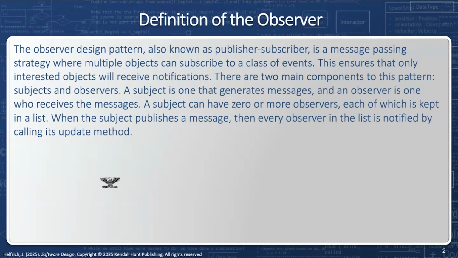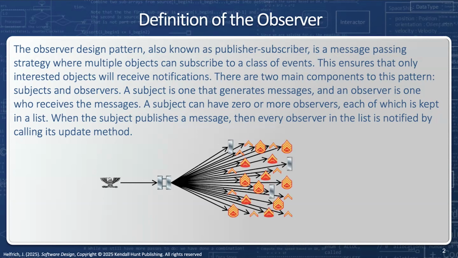So for an example, let's say a colonel wants to communicate to a company. Then he's going to send the message to the company commander. Now, the company commander is then going to send it to every single person in the company. And most of the people may not be interested in that message. So how can we use the observer design pattern to solve this problem?